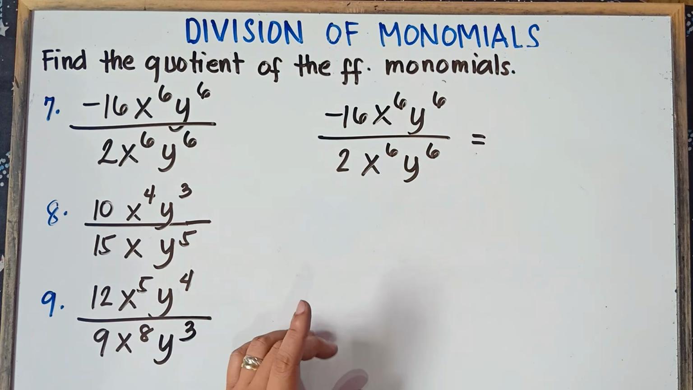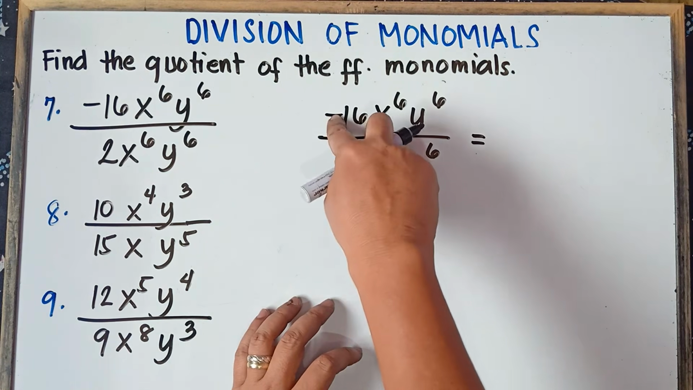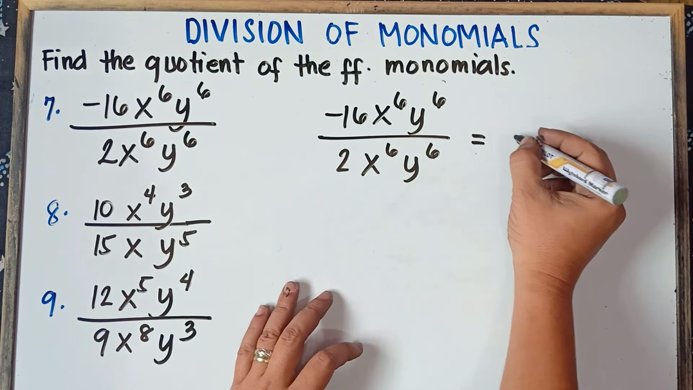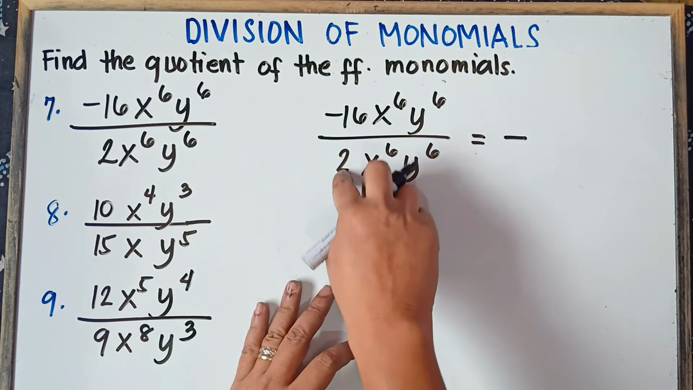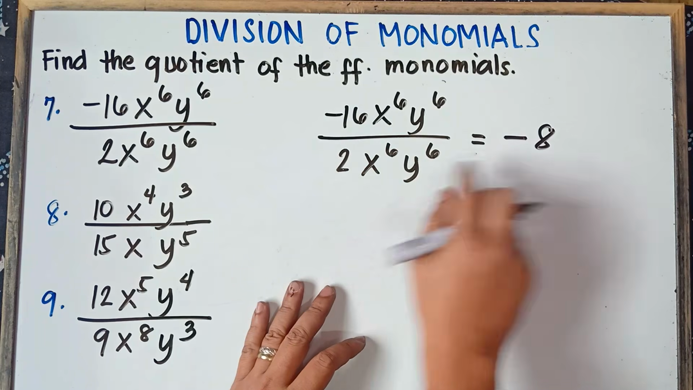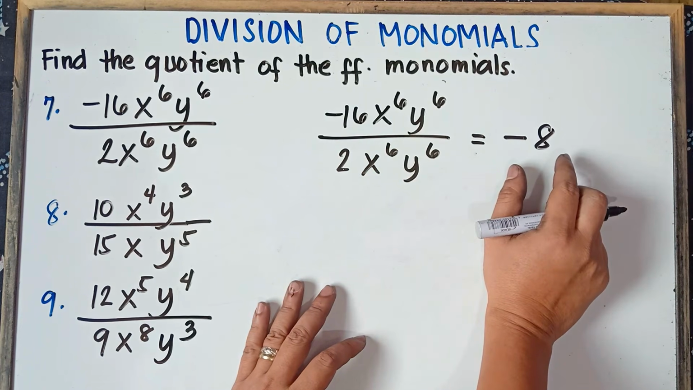Alright, so once again, divide first the numbers. Negative 16 divided by positive 2. So negative divided by positive, that would be negative. 16 divided by 2, that would be 8. So negative 16 divided by positive 2, the answer, class, that would be negative 8.